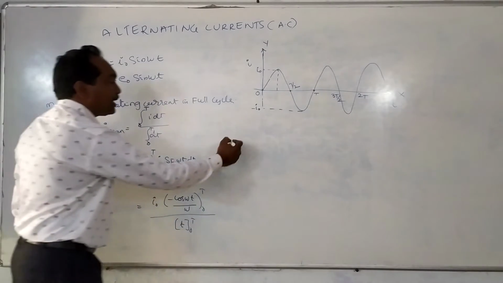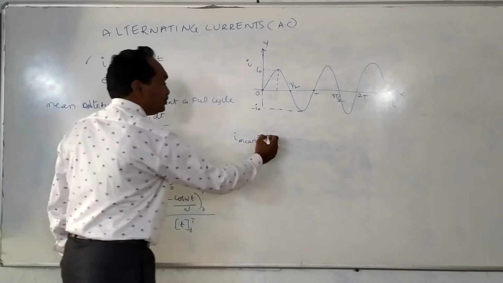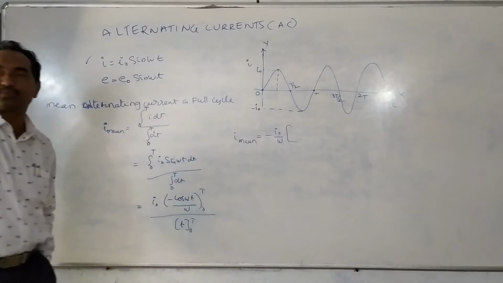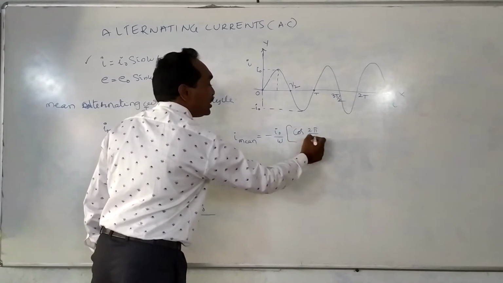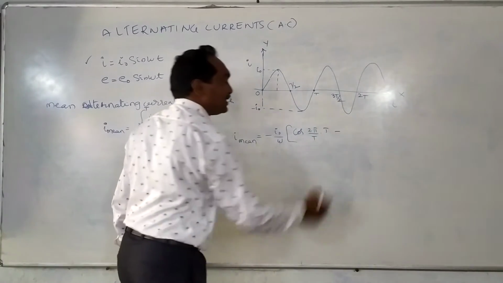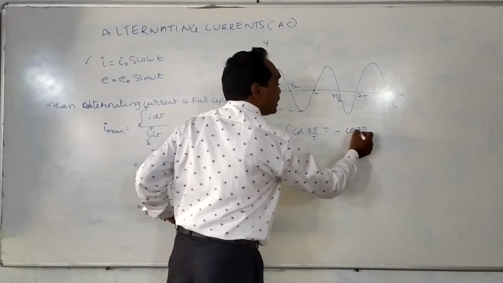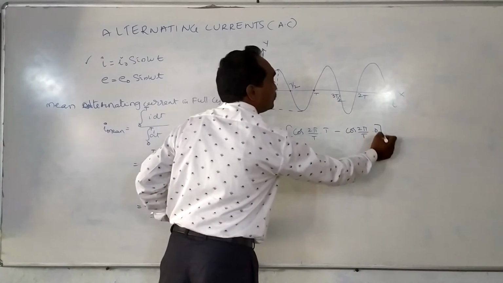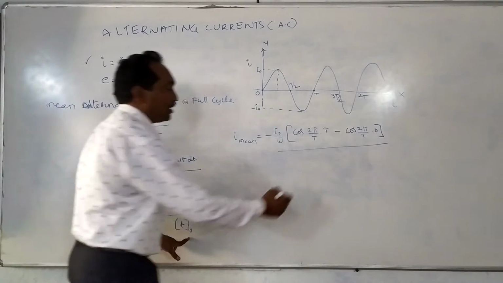That is, the mean current I mean is equal to, this minus is there, I naught by omega. The first limit is capital T in place of small t, that is cos omega t, where omega is replaced by 2 pi by capital T and small t is equal to capital T, minus cos, again 2 pi by capital T for omega, with small t equal to 0, the whole divided by capital T minus 0 in the denominator.